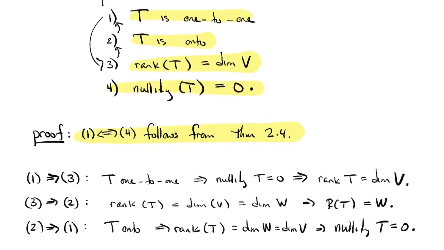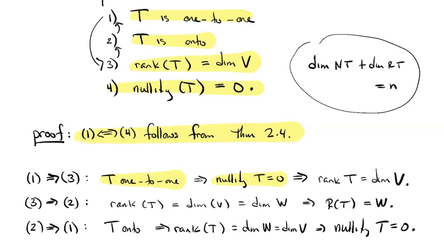I'm just going to do this super quick. Assume T is 1 to 1. Well, then because of condition 4, that means the null space is only the 0 vector. The dimension of the null space is 0. Let me write somewhere over here that the dimension of the null space plus the dimension of the range has to be n. That's the dimension theorem.